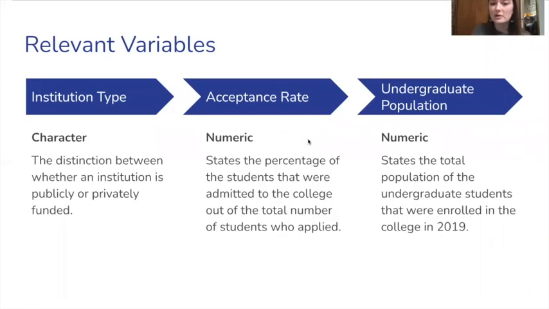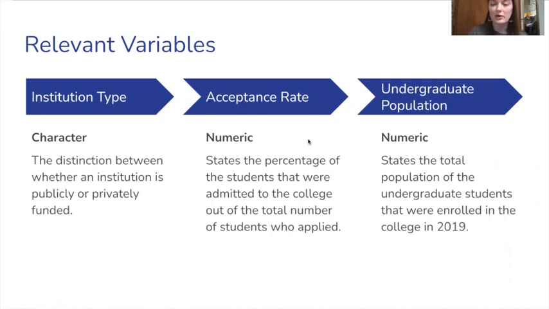Out of all the variables that were included in the original data set we obtained through Kaggle, there were 9 particular variables that were especially relevant, and we worked with them a lot. The first relevant variable was the institution type. This read in R as a character, and it listed whether the institution was public or private. Next, we have acceptance rate. This was read in R as a numeric variable, and it listed the percent of students who were granted admission to the institution based on the total number of applicants.